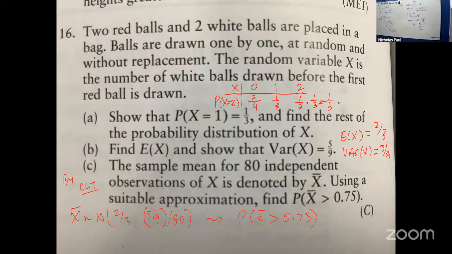What you got? Right, don't forget to standardize. 0.75 minus 2/3 all over the square root of 5/9 divided by 80, so that's 5/14. Probability of Z is more than what?